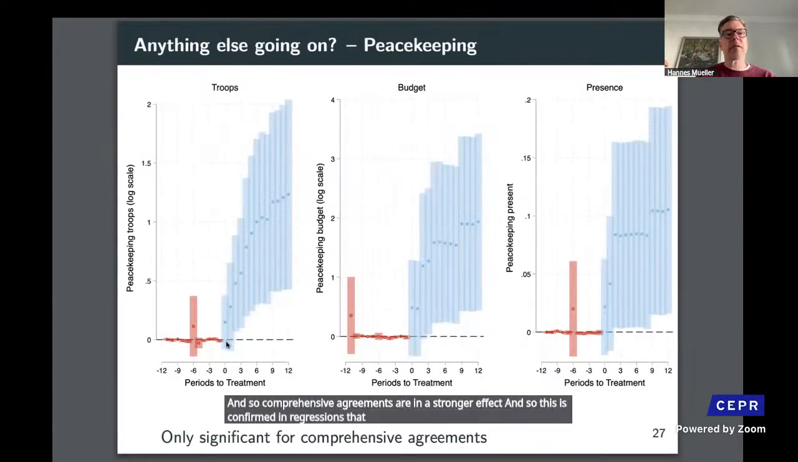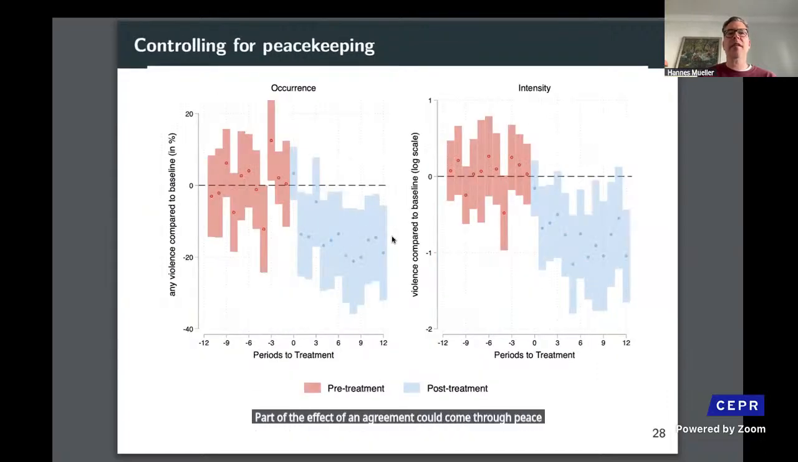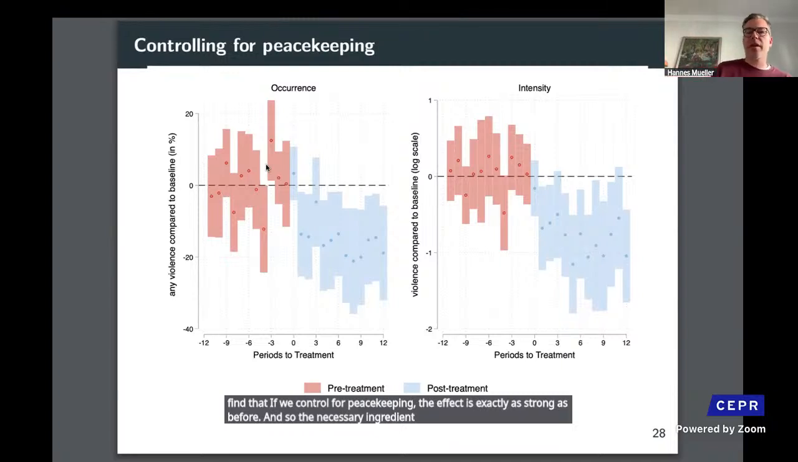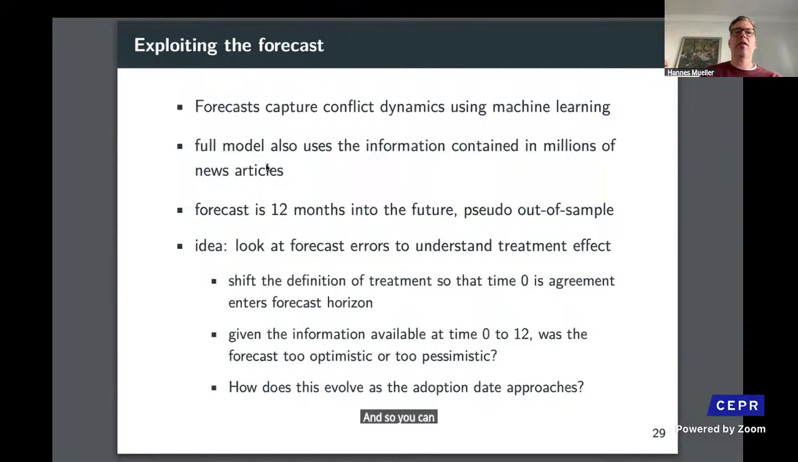We can also look at peacekeeping units. Peacekeeping units pile in the moment we have a power sharing agreement. So part of the effect of an agreement could come through peacekeeping, but we do find that if we control for peacekeeping, the effect is exactly as strong as before. And so the necessary ingredient, if we interpret this way, is coming from the power sharing agreement, and it's not necessarily peacekeeping.